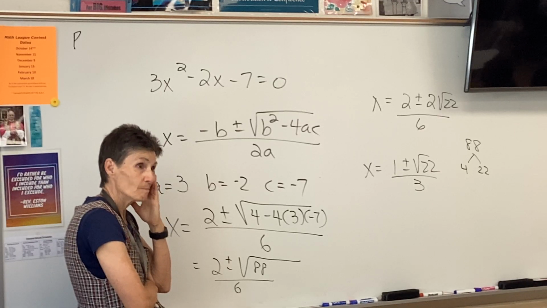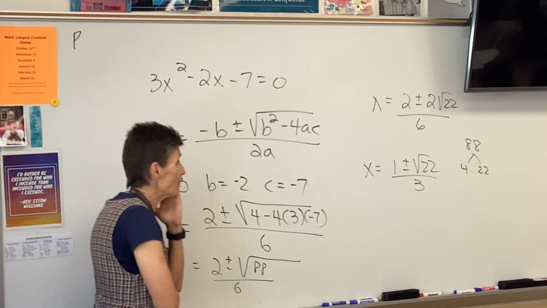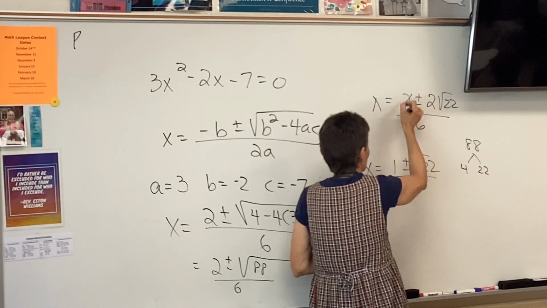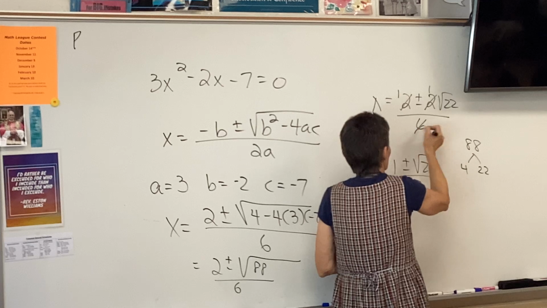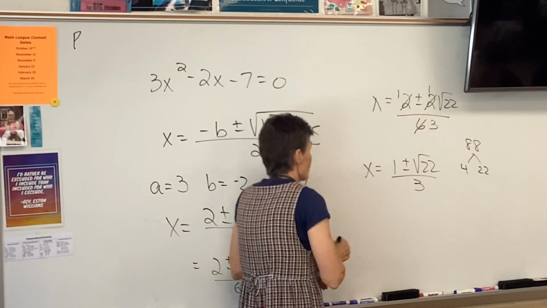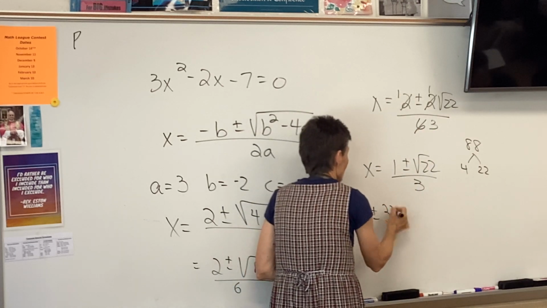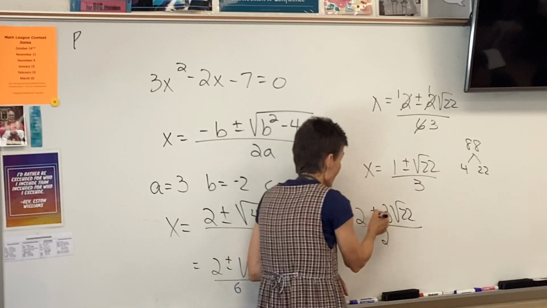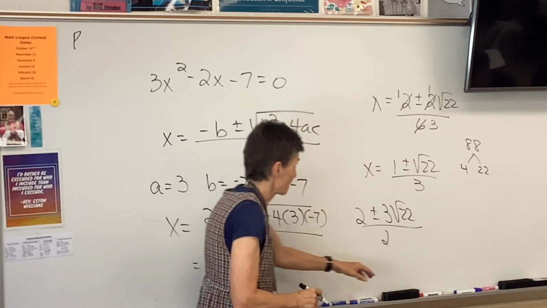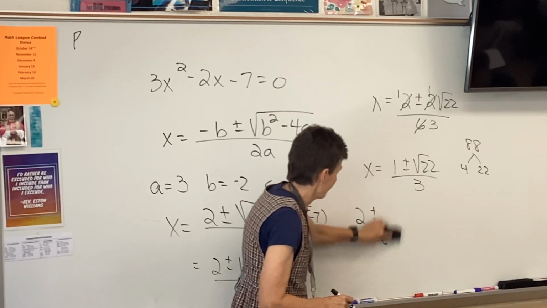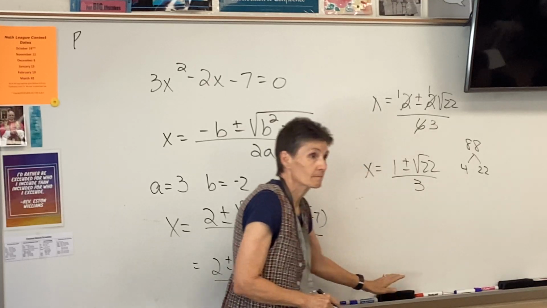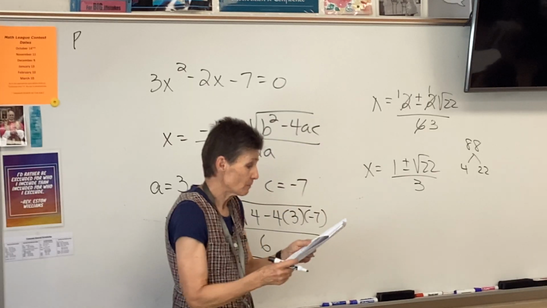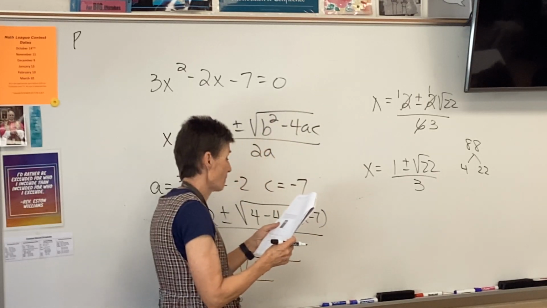Does that look okay? Remember, when you cancel in an expression like this, you have to be able to cancel out of all 3 positions. So if we had 2 plus or minus 3 root 22, you would not be able to cancel. It has to be all of your spots. Okay. All right, one more. Number 9. See if we can figure out what's going on there.